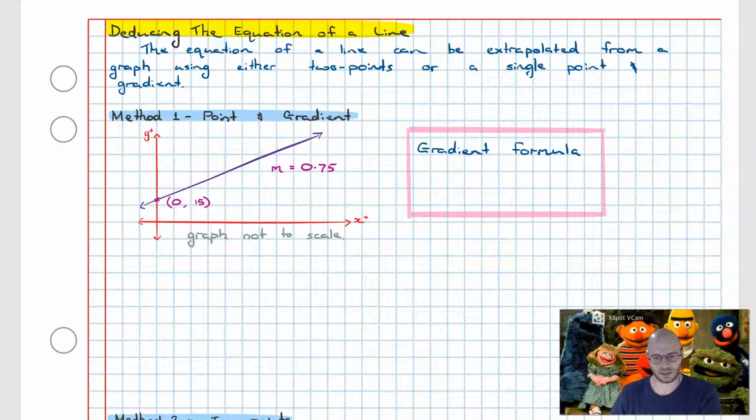Now for this video, it's been split up into three sections. In the first two sections, we're going to have a look at how we can deduce the equation of a line. In the first part being with a point and the gradient, and in the second part, how we can do it using just 2 points.